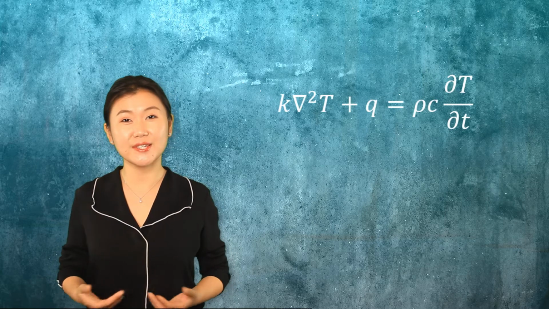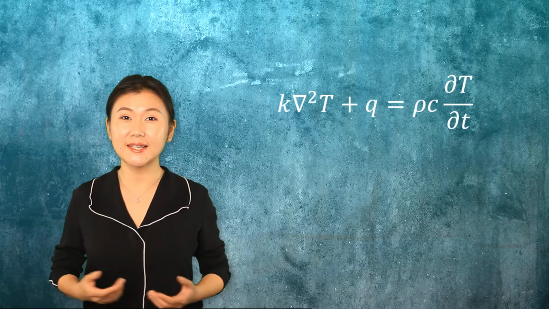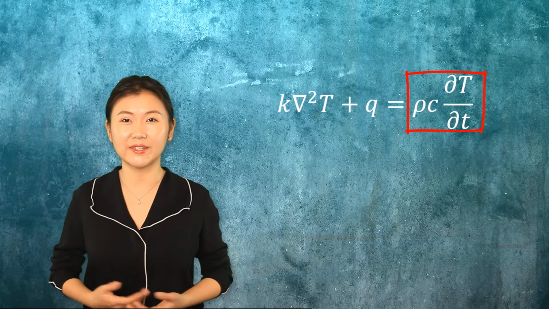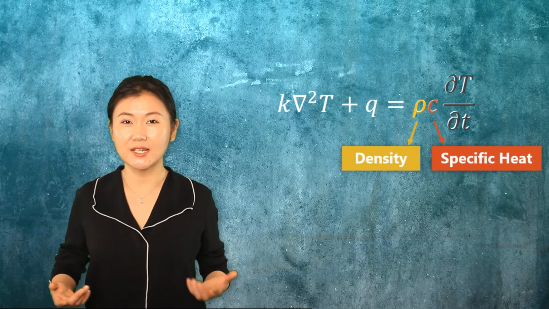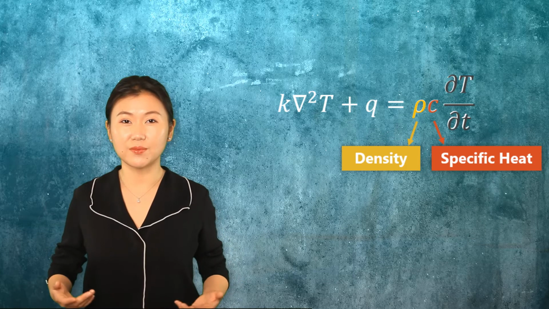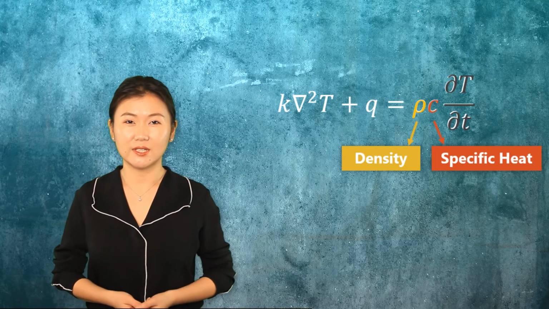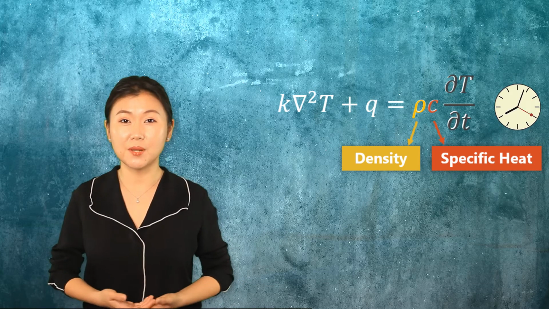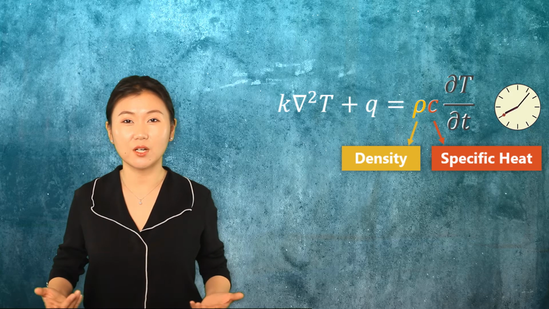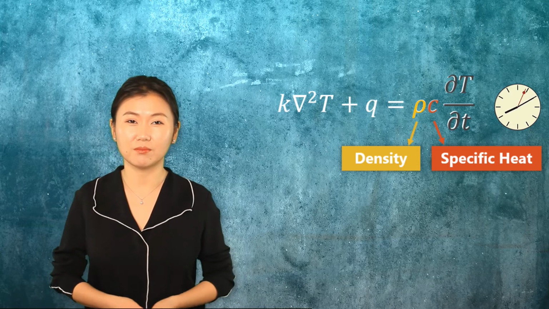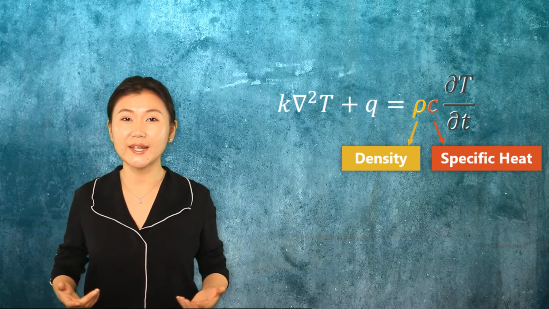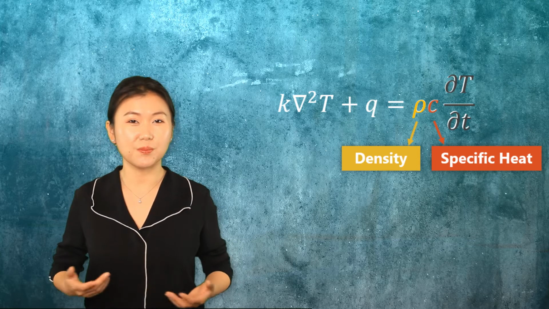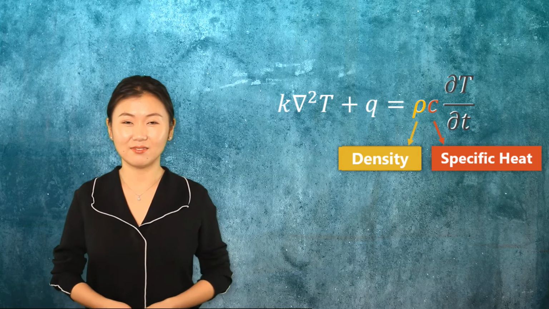We learned that the difference between steady state and transient heat transfer problem is the existence of the transient term in the governing equation. It's a term consisting of density, specific heat, and time derivative of temperature. Clearly, the time derivative of temperature indicates that we're now solving a problem with respect to time. For density and specific heat, these are two related material properties which will be discussed in this lesson.